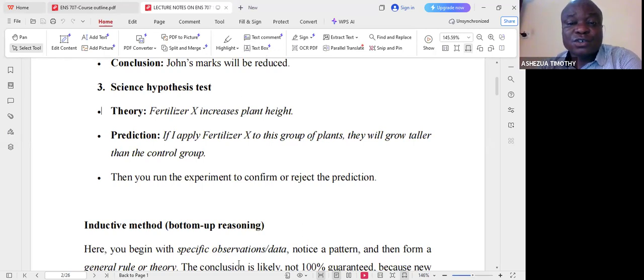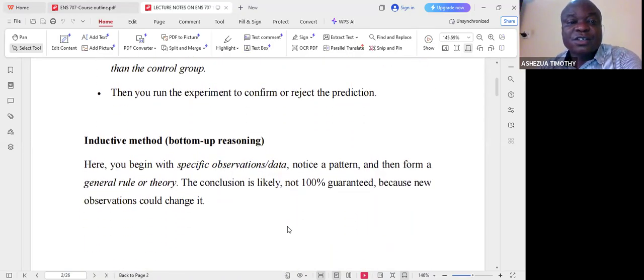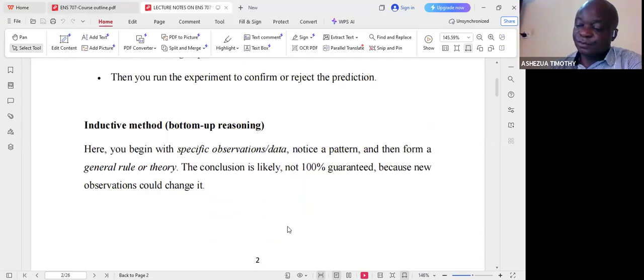So how about inductive? For inductive, here you begin with a specific observation or data, notice the pattern, and then form a general rule or theory. The conclusion is likely, but not 100% guaranteed, because of new observations.